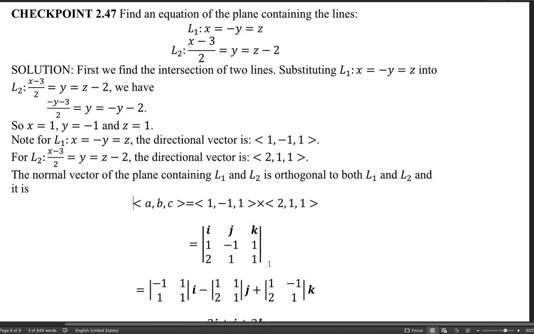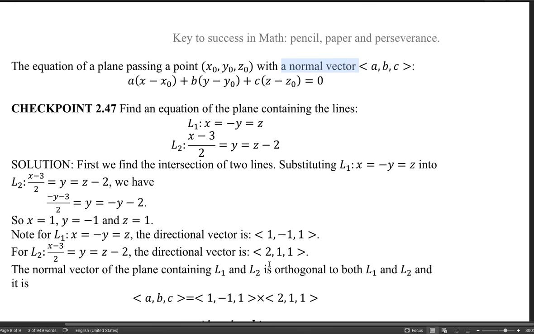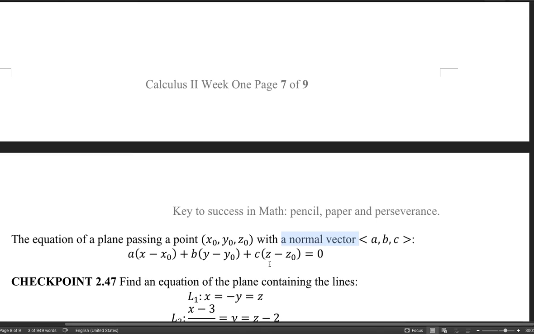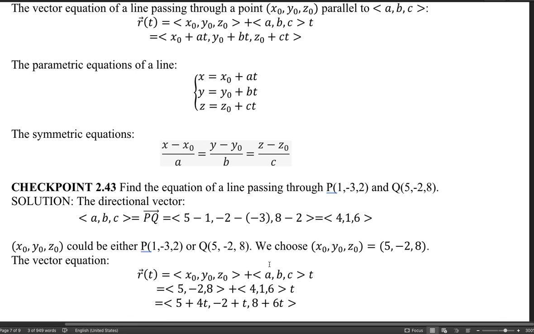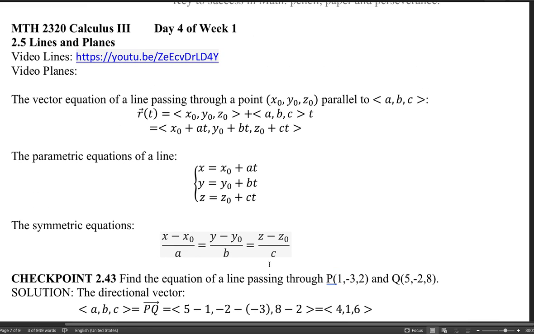So this is the discussion of section 2.5. Two topics: it's about the equations of lines and equations of planes. And for now, I want to say we are done with both.